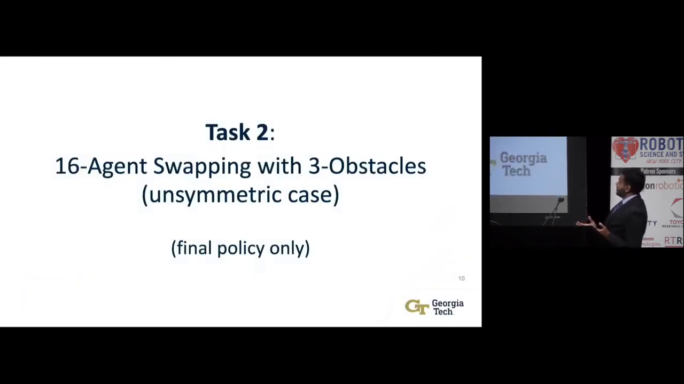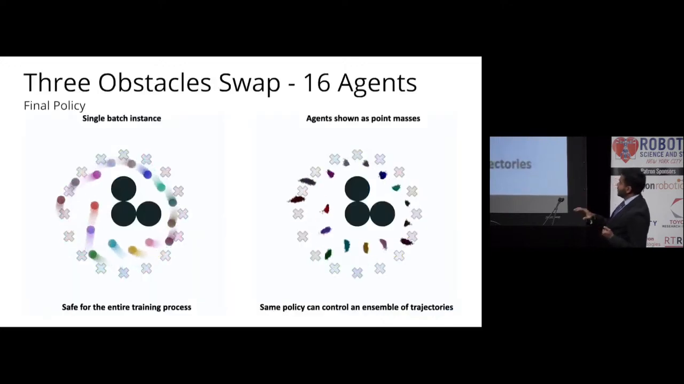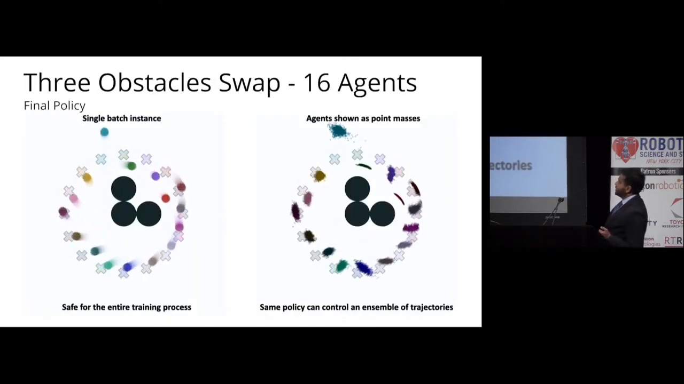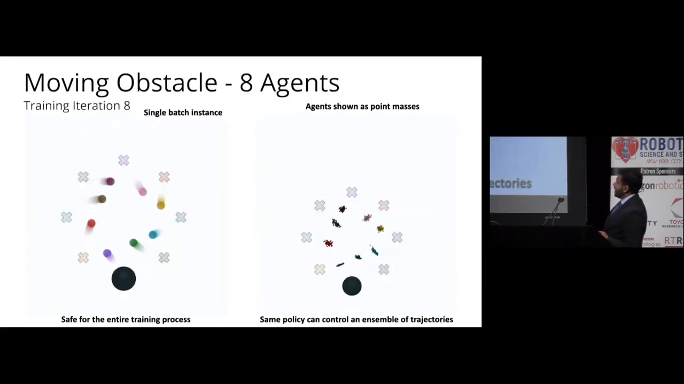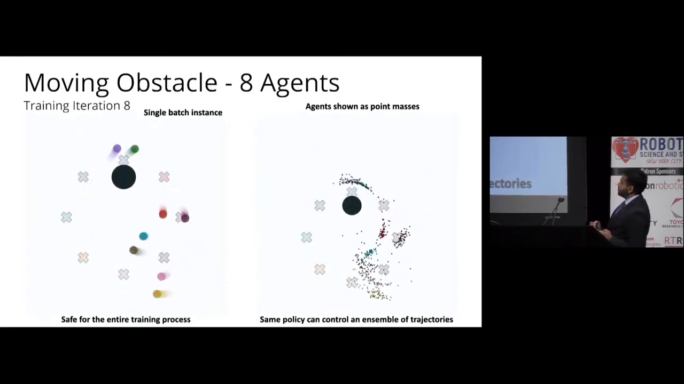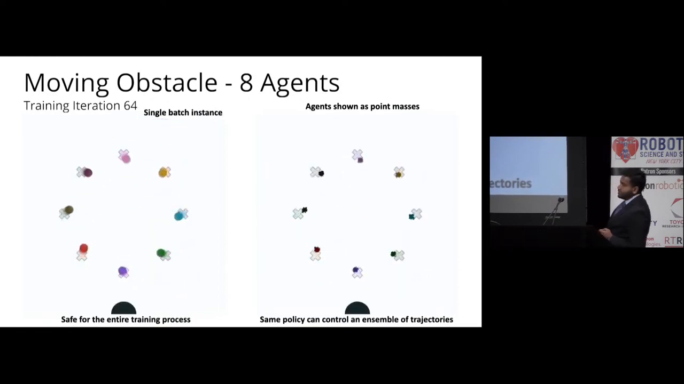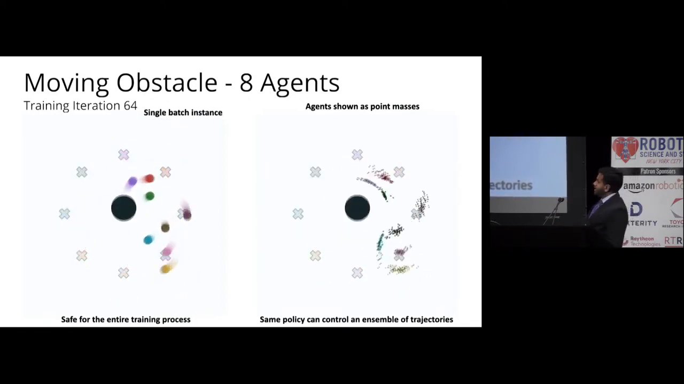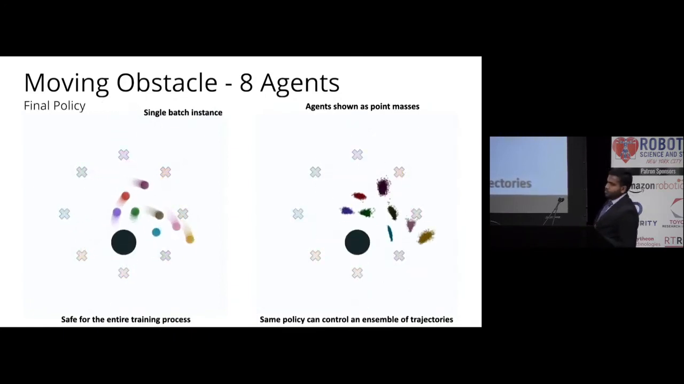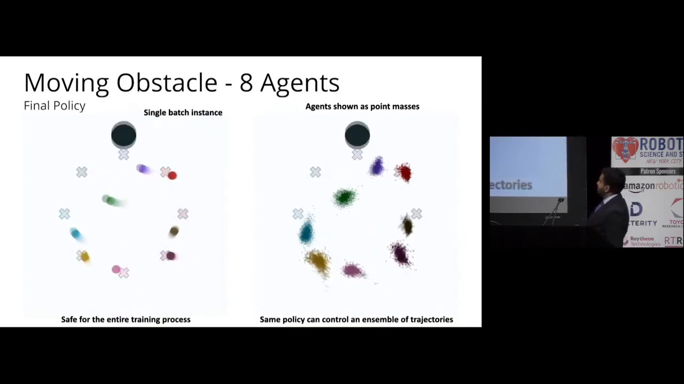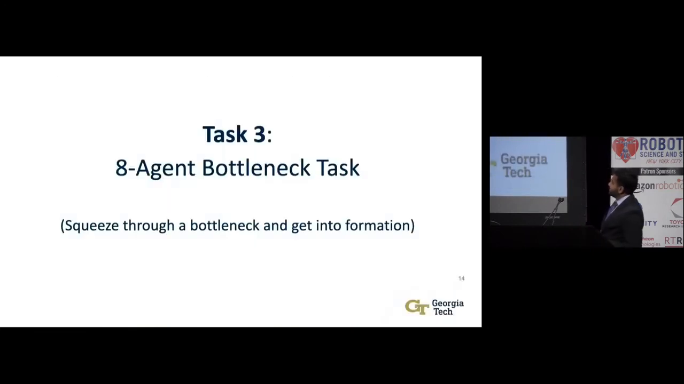Next, we consider an unsymmetrical version of the same task. In spite of an unsymmetrical distribution of the three obstacles, the coordinated turning maneuver is successfully learned. In this task, there's a moving obstacle that the agents have to avoid going from the bottom to the top. The moving obstacle cannot be controlled and is an example of an uncooperative agent. In spite of this, the agents learn to both dodge the moving obstacle and learn the coordinated swapping maneuver.